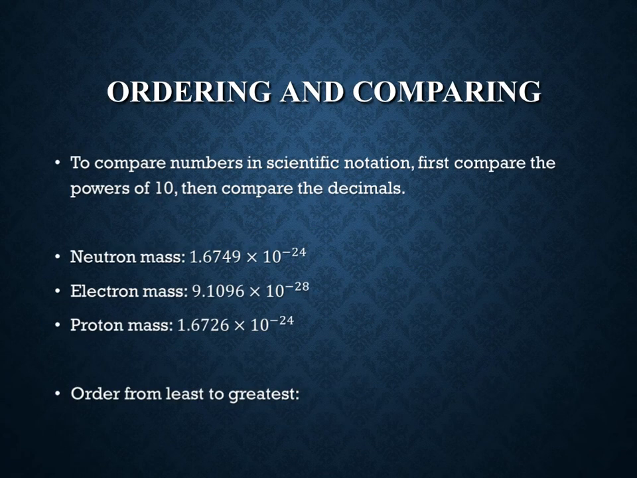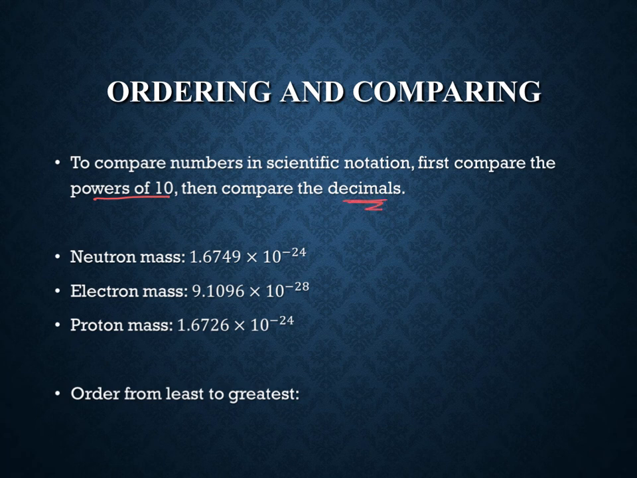When you are comparing numbers and writing them in order from least to greatest or largest to smallest, the first thing you want to do is compare the numbers in scientific notation. To compare the numbers in scientific notation, you first need to compare their power of 10, and you can order those accordingly. Remember, if you have negative exponents, the larger the negative, the smaller the number is. And if I end up with, let's say, 2 numbers that have the same exponent, that's when we need to start looking at the decimals themselves.